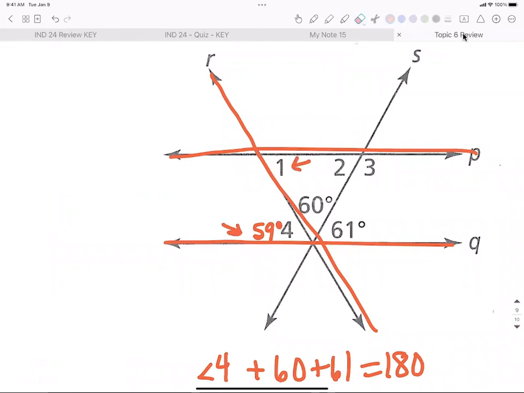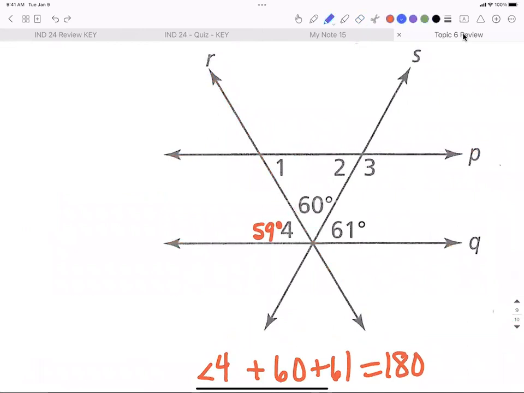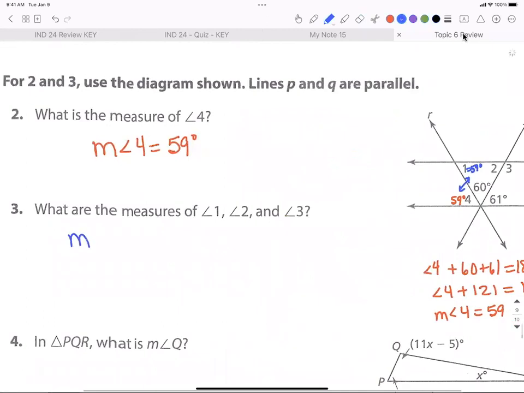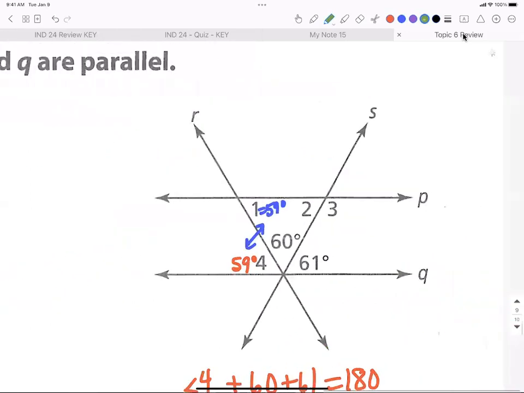So let me erase all that so I've got room to write. I now know that this one equals 59 degrees, because of the alternate interior angles rule. So I'm going to come over here. The measurement of angle 1, I know, is 59. I'm also going to need the measurement of angle 2, and they want to know the measurement of angle 3. All right, let's go with what we can get next.